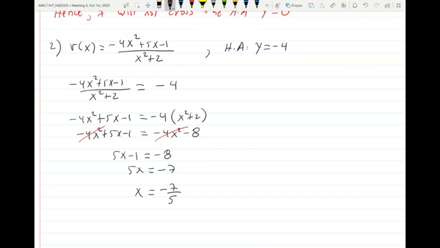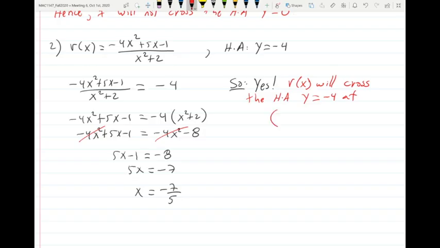So that means that we are going to cross the horizontal line, the horizontal asymptote y equals negative 4. We're going to cross it, and this is going to happen when x is negative 7 over 5. So what's the conclusion here? So yes, the function will cross the horizontal asymptote y equals negative 4 at the point.